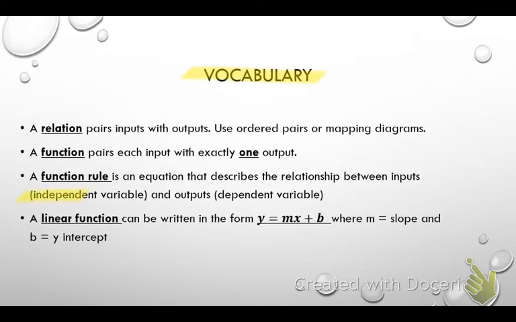Okay? A function rule is an equation that describes the relationship between inputs and outputs. You do need to know which variable is the independent variable. Which variable? X or Y? X. Which variable is the dependent? Y. Basically, you can choose whatever value you want for X, but that's going to determine the value for Y. A linear function can be written as y equals mx plus b. What does m stand for? Slope. What does b stand for? Y-intercept. You need to know those.